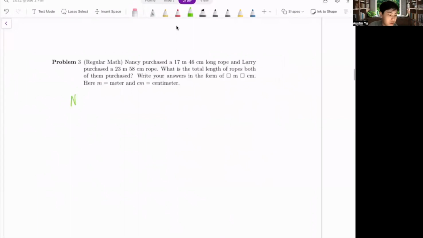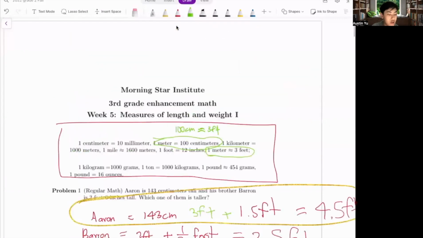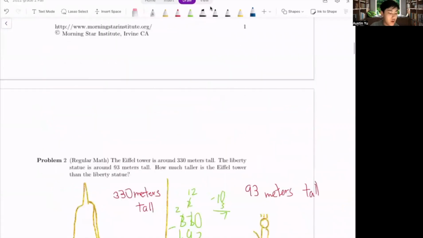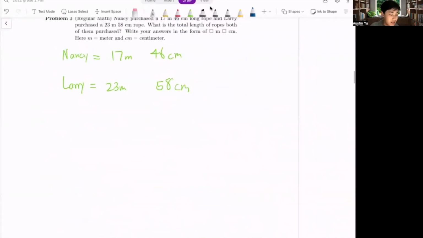For this problem, let's write out Nancy first. Nancy equals 17 meters and 46 centimeters of rope, while Larry has 23 meters and 58 centimeters of rope. Going back to our metrics calculator, we see here in blue that 1 meter equals 100 centimeters. Let's write it down. 1 meter equals 100 centimeters. All right, if we are going to combine their two total lengths, let's combine the centimeters first.